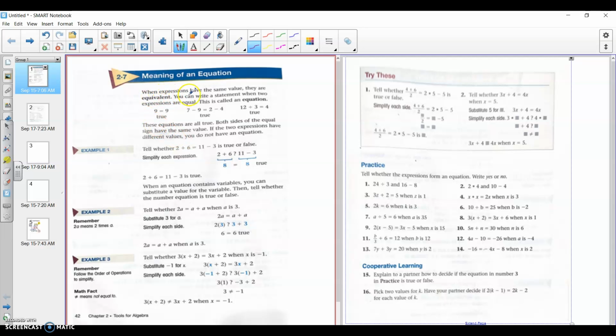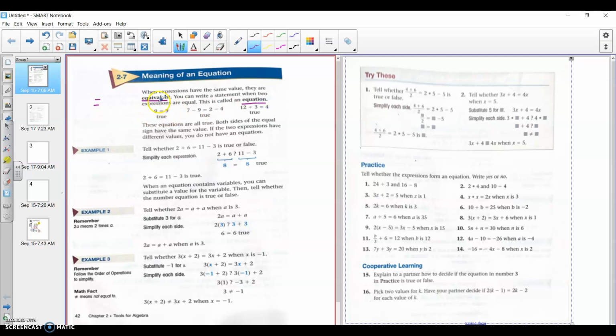When expressions have the same value, they are equivalent. Another word for equivalent is equal. All right? A little bit better. So equal means equivalent, same value. You can write a statement when two expressions are equal. This is called an equation. Okay? So equations must have an equal sign.